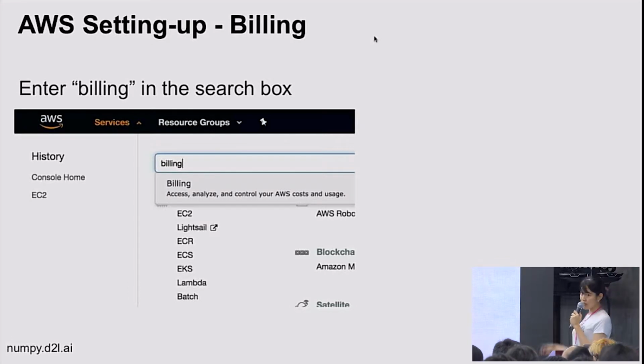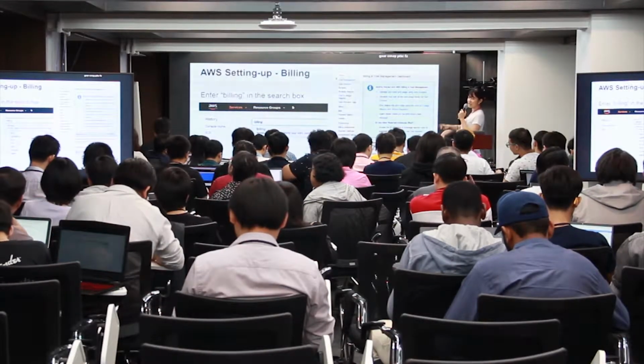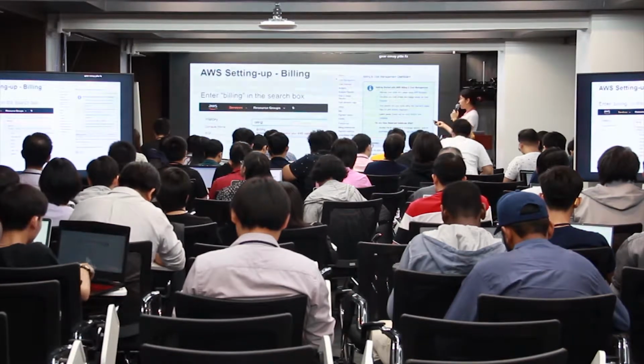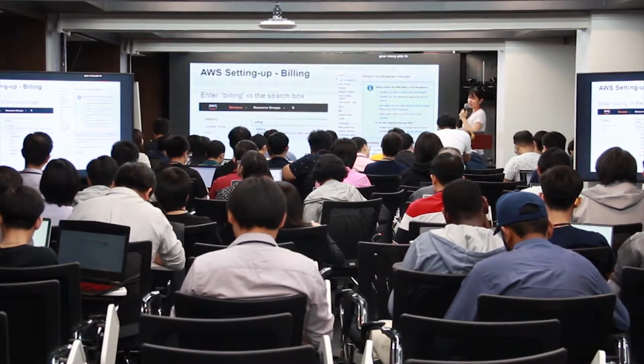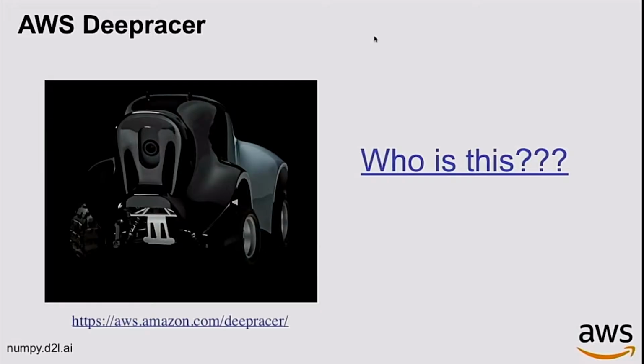So how do you check your bill of AWS? You just go to the search box, enter billing there, and click that billing page, and you will see that it should be 0, which is ideal, but probably you will have some dollars of charges. And if you forgot to, never mind.